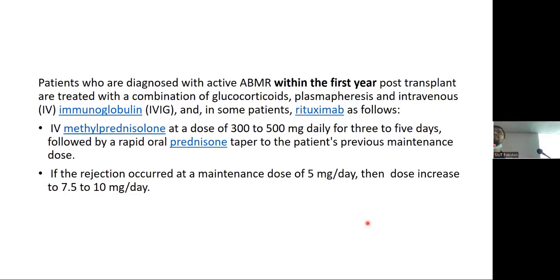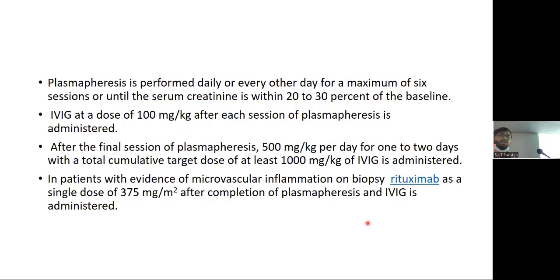And if the rejection occurs at the maintenance dose of 5 mg, then we augment the dose to 7.5 to 10 mg per day. And secondly, we do plasmapheresis daily or every other day, that is alternately, for a maximum of 6 sessions or until the serum creatinine is within 20 to 30% of the baseline. After plasmapheresis, IVIG is administered at a dose of 100 mg per day after each session of plasmapheresis.